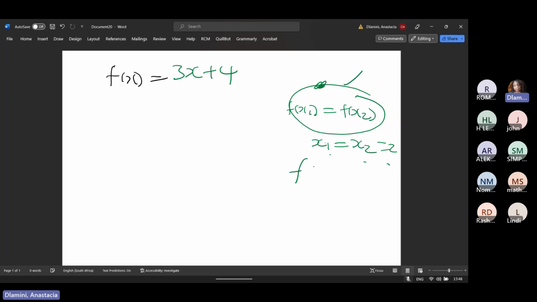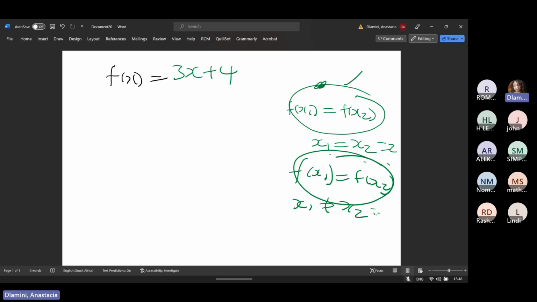But if f of x plus 1 equals f of x plus 2, for x plus 1 which is not equal to x plus 2, do you see that these are two different values, yet they give the same answer? Then that is not a one-to-one function. So that's another way of showing.